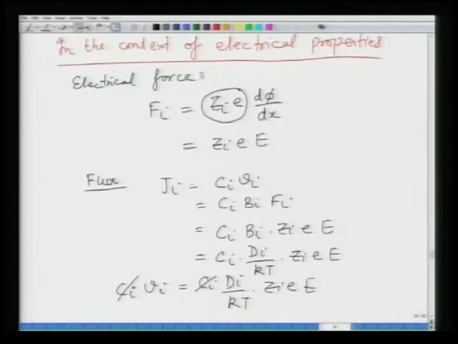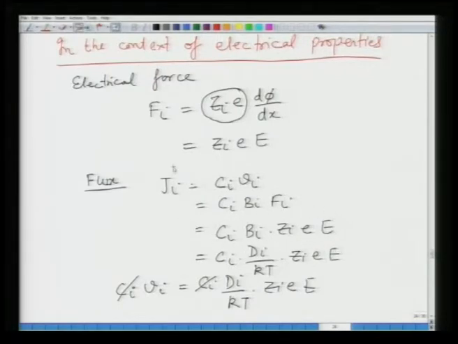Now, in the context of electrical properties, we can calculate what electrical force is. Electrical force is nothing but, as you know, in an electronic system like metals, F is equal to E. In this ionic system, it becomes F is equal to Zie into d phi by dx, which is nothing but E. And then we know what flux is. Flux is nothing but Ci Vi. So now what we do is we substitute for Ji and Fi in this expression.